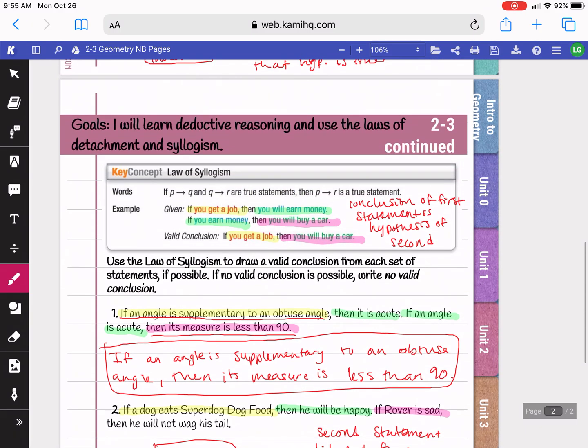So when you're doing the law of syllogism, again, if the conclusion of your first statement is the hypothesis of the second, your new statement will be: if hypothesis of first statement, then conclusion from second statement.